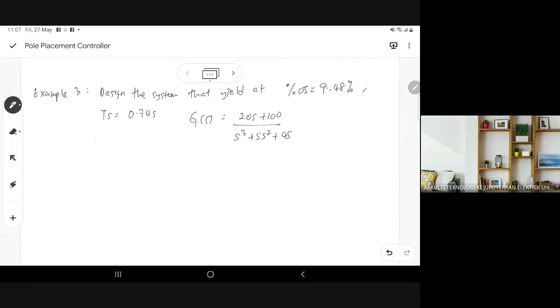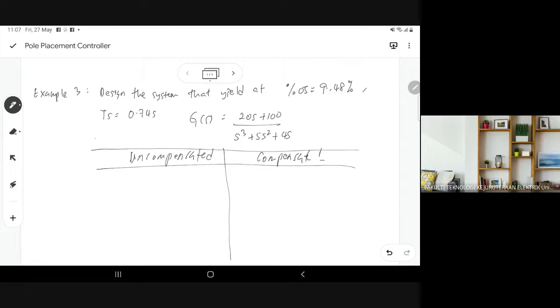Okay. So according to the previous slide I showed you, we need to focus on two parts. This is the first part for the uncompensated system. And then we need to focus on the second part for the compensated system. Alright. So in this case, for every part, I showed you there are a few steps. Step number 1, step number 2, step number 3, and step number 4.